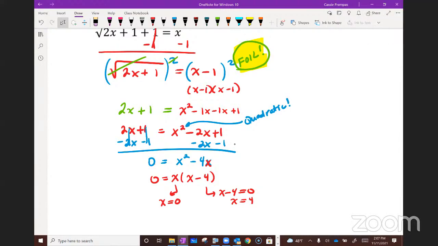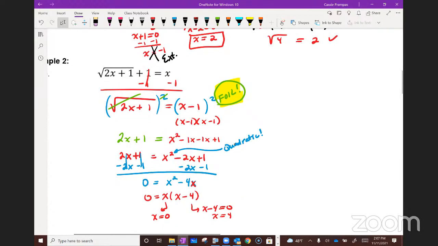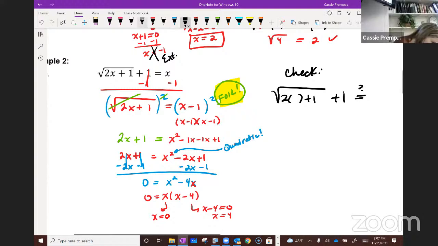I am the youngest. So what we would do next is we would check by doing a square root and replacing the x with either 0 or 4. So in this case, we could start with 0. So we do 2 times 0 plus 1 plus 1, you're asking, does it equal 0? So we would have the square root of 1 plus 1. Does that one work out, girls?